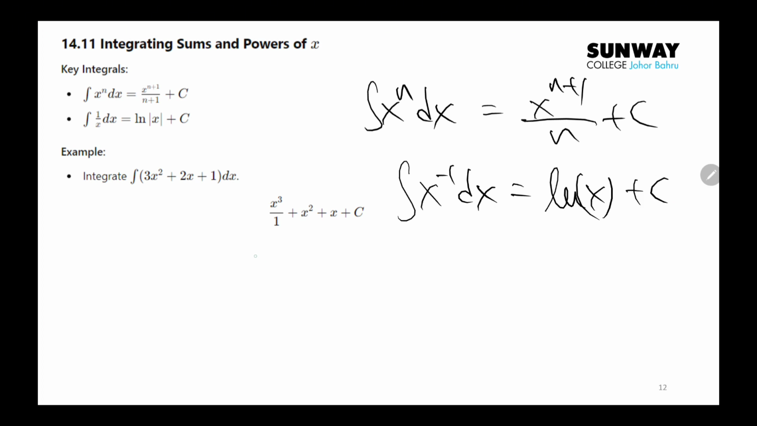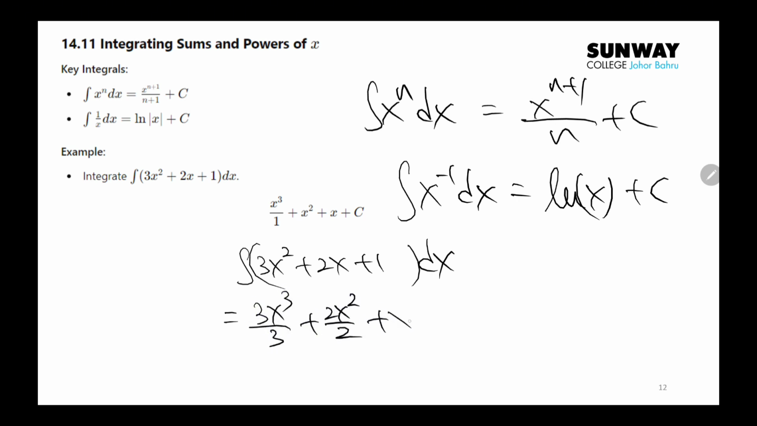A quick example: if you would like to integrate 3x to the power of 2 plus 2x plus 1 with respect to x, you'll get 3x to the power of 3 divided by 3, plus 2x to the power of 2 divided by 2, plus x, plus c. Make the necessary simplification, and you'll get x to the power of 3, x to the power of 2, x and c.